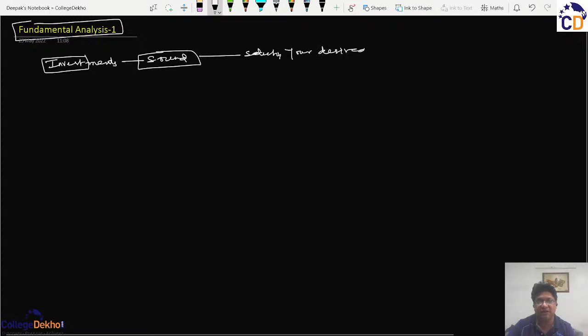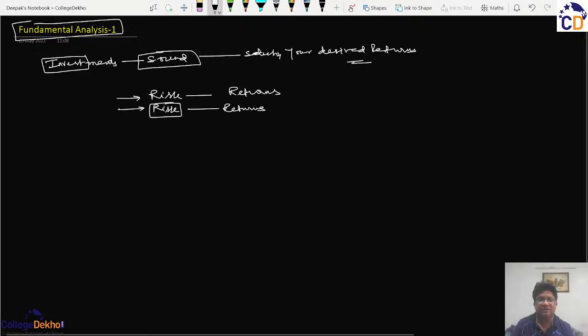Now, this word desired is personalized because some people are ready to take high risk and that is why they want to generate more returns, and there can be vice versa where people are risk averse, so they don't want to take high risk and therefore they are satisfied with the lesser returns. So we are not going into the nitty-gritty of calculating risk and return because that was discussed in an earlier session on the topic risk and return.